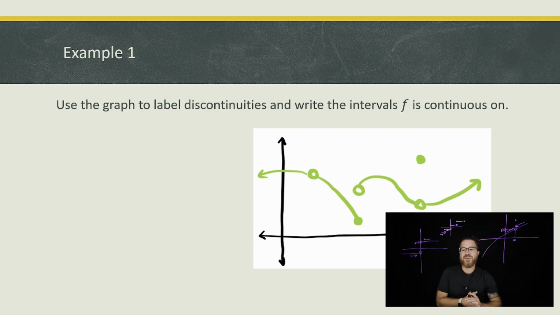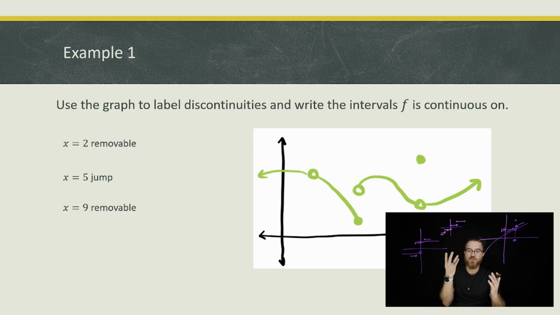So let's say we have this graph here, and we want to label the discontinuities. Looking at this graph, as we go from the left, you will see that we have a discontinuity where that hole is. The limit from the left is equal to the limit from the right, meaning that they're approaching the same value, but that value does not exist. So for example, this might be x equals 2, which is a removable discontinuity, right? It's just missing, it's removed.